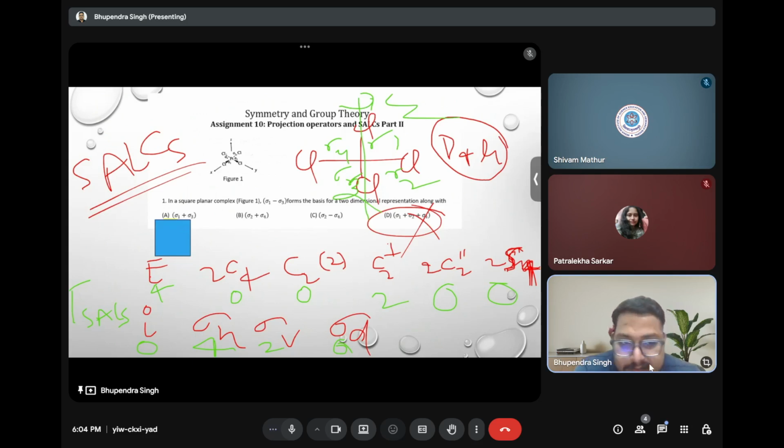But the traditional method we use to find this basis, by applying the projection operator on any bond, we still did not get any basis which is two dimensional other than this sigma 1 minus sigma 3, right? So how to find it? This is very simple.